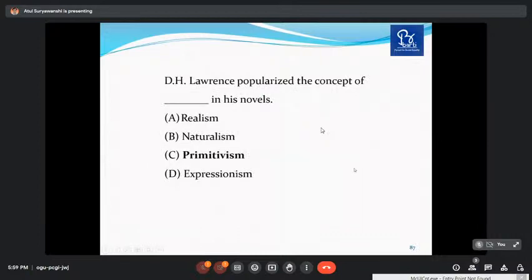Next question in this series. D.H. Lawrence popularized the concept of what in his novels? He popularized the concept of primitivism in the novels. Primitivism, my dear friends.